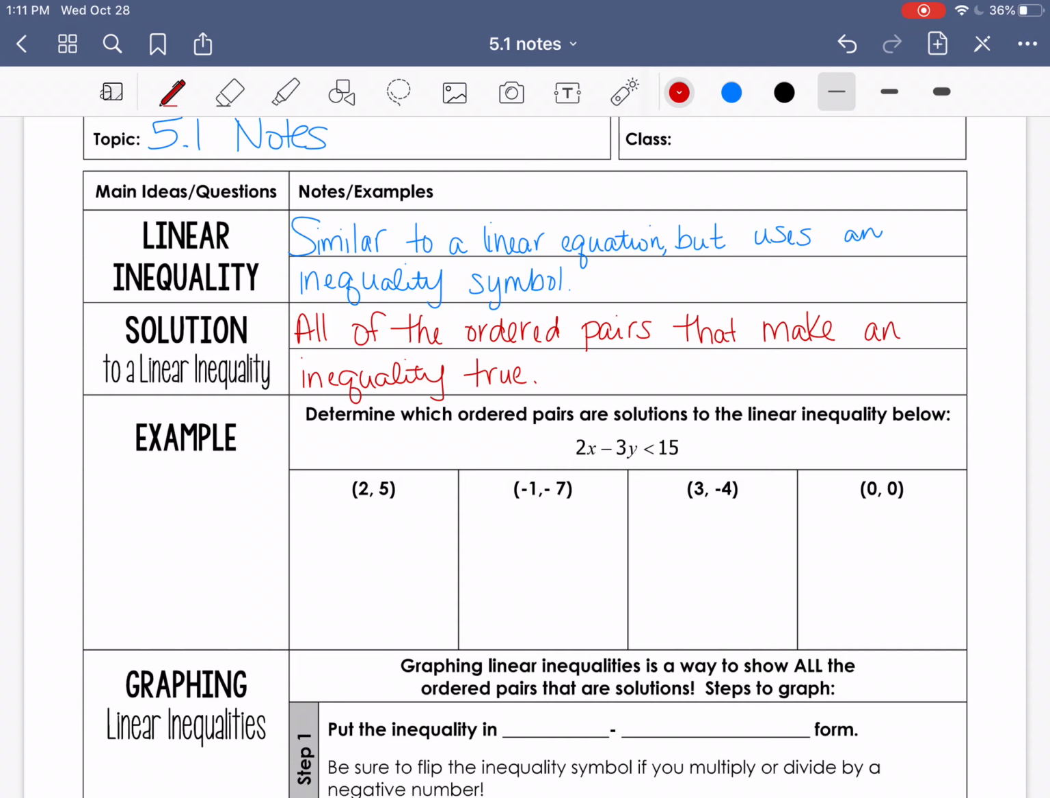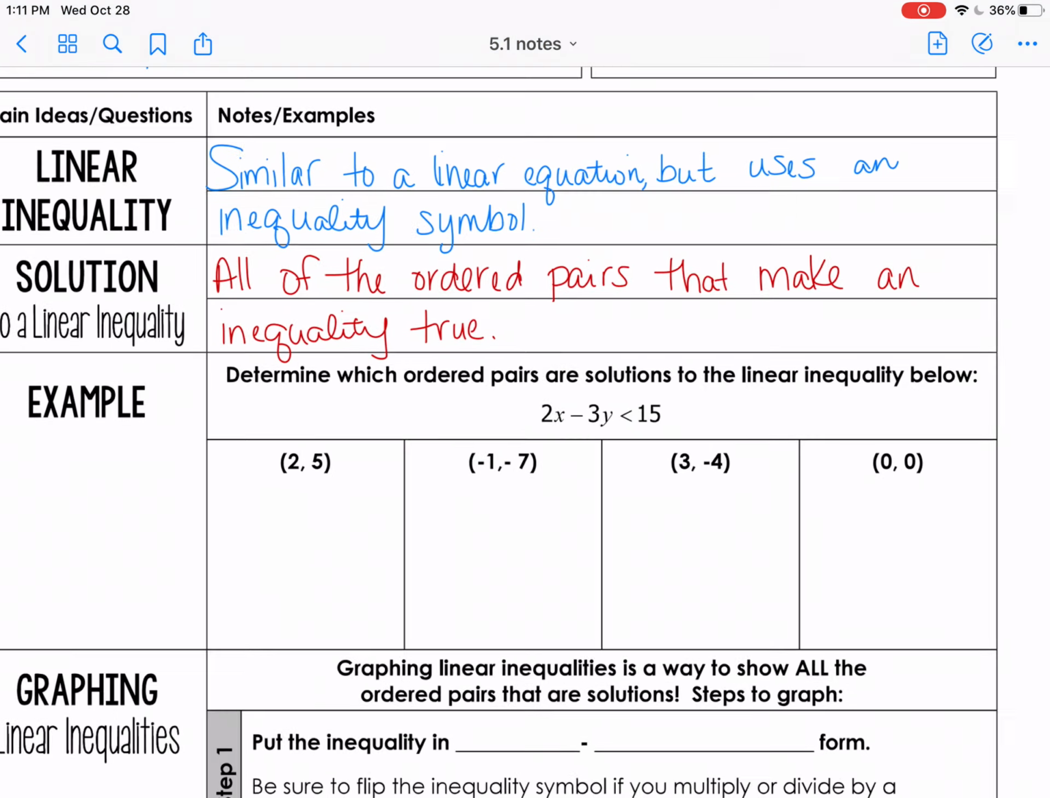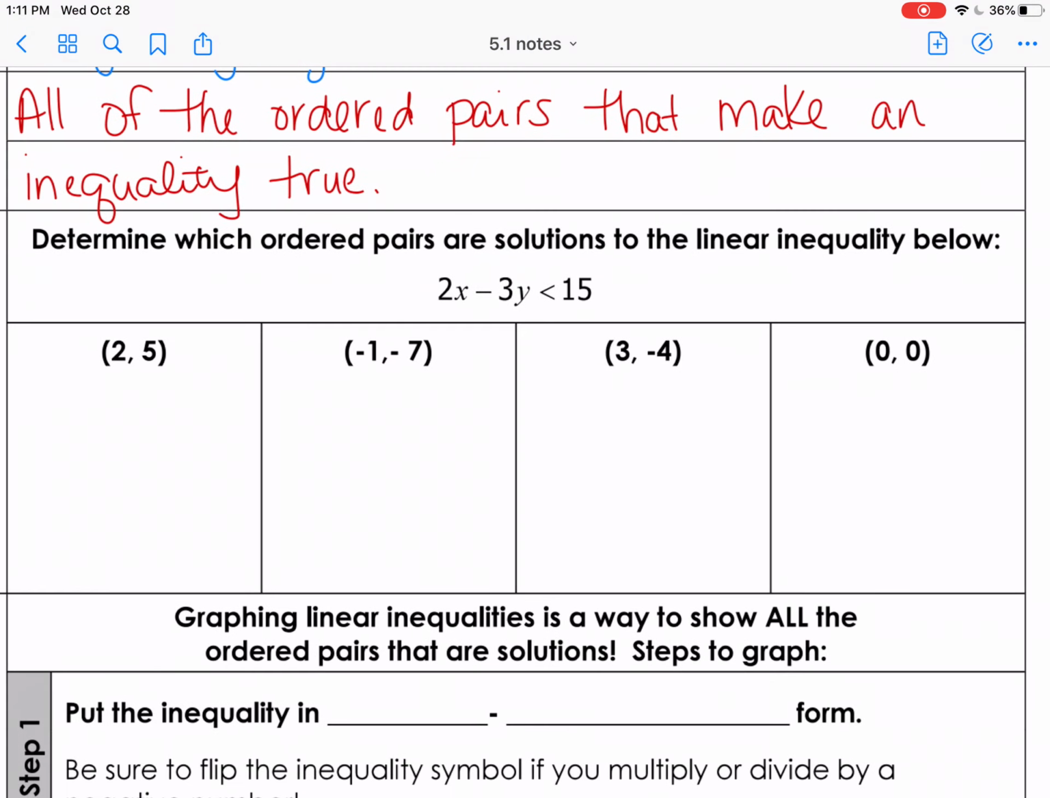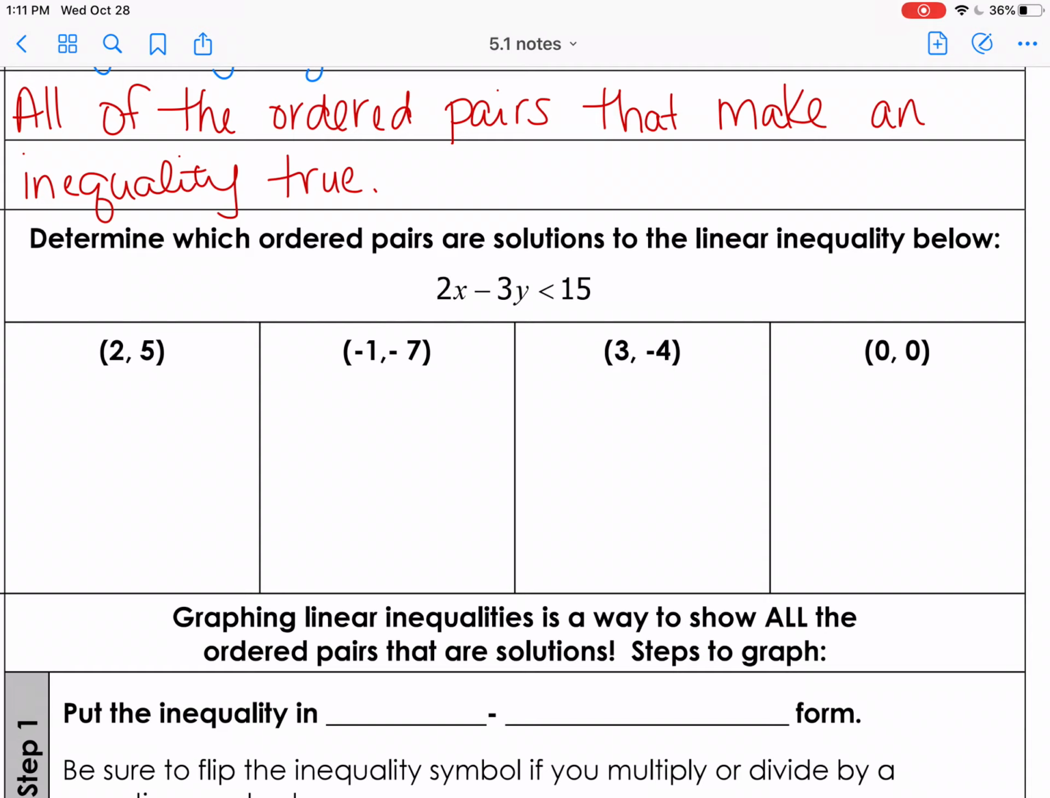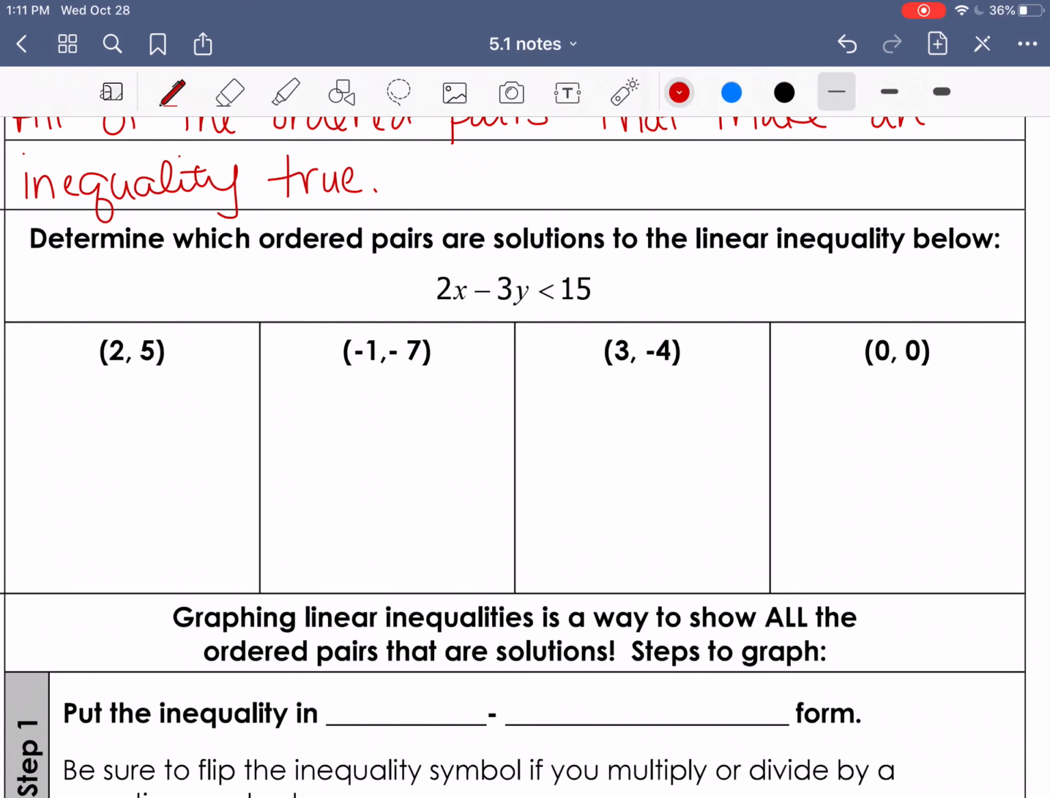So the first couple examples we are going to solve algebraically, and then we'll get into the graphing below. So it says determine if these 4 ordered pairs are solutions to the inequality that is given. So in order to figure that out, we know our ordered pairs have an x and a y value. And within our inequality, we also have an x and a y value. So we're going to substitute those values, and then we're going to evaluate.